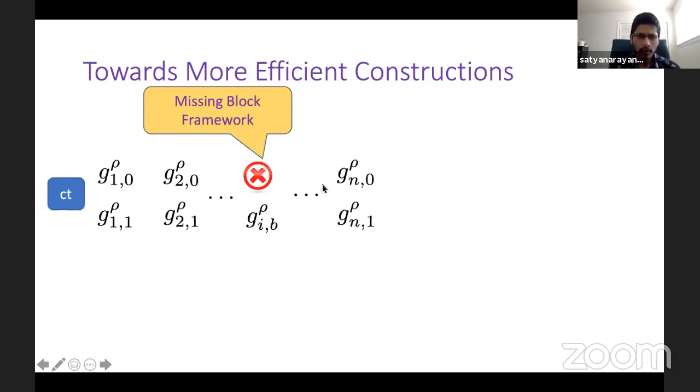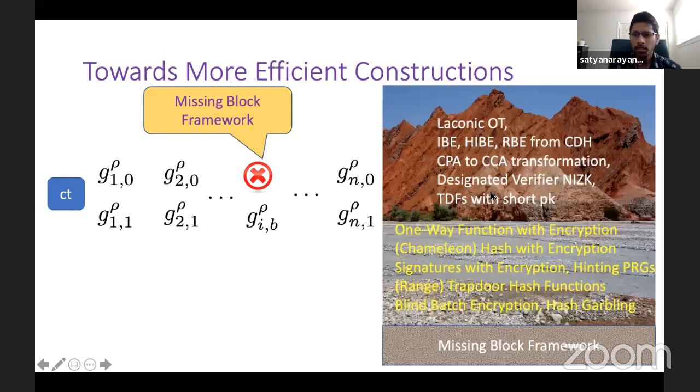The security of the encryption scheme crucially relies on the fact that the ciphertext is missing in one block. And that's why we call it the missing block framework. Remember this picture of a slide ago? There are tons of applications in the literature, and all of them are based on very few related primitives. As it turns out, the constructions of all these primitives also rely on the missing block framework. So that's a very powerful technique.